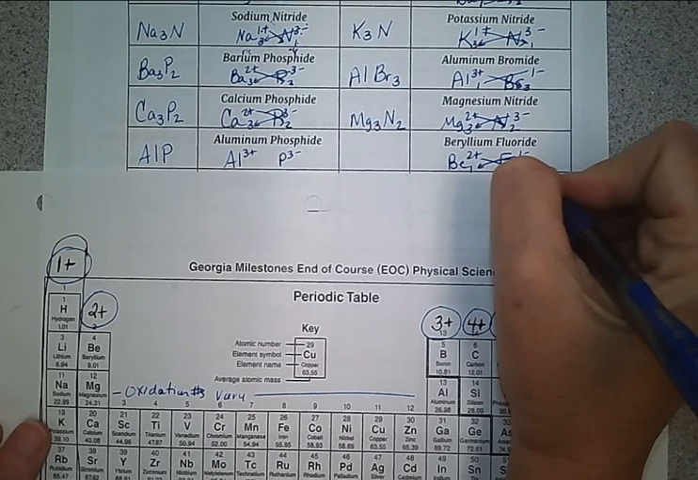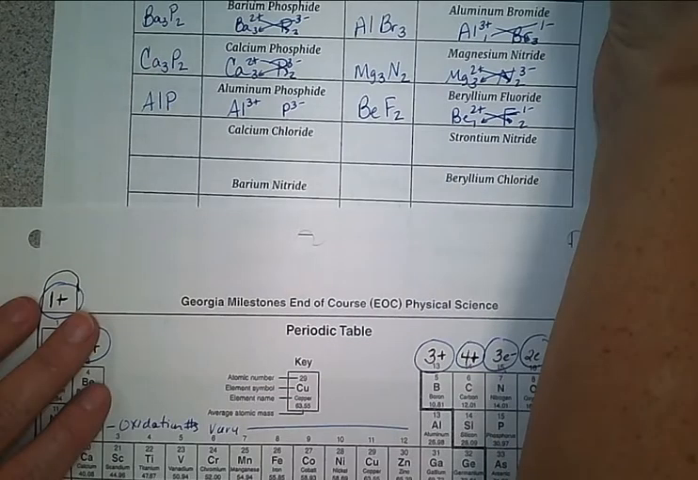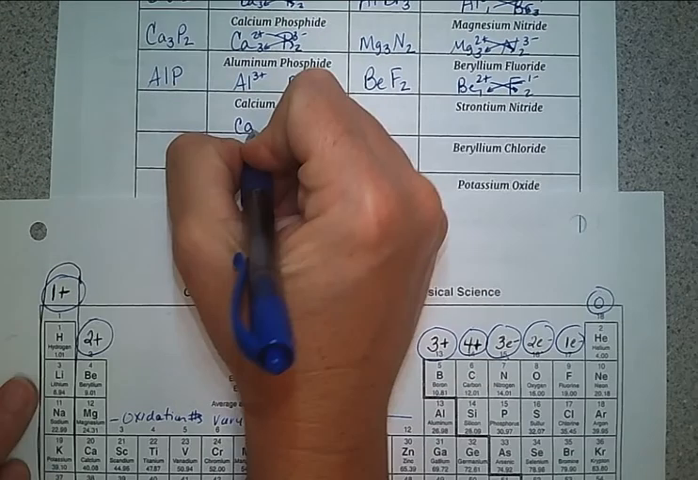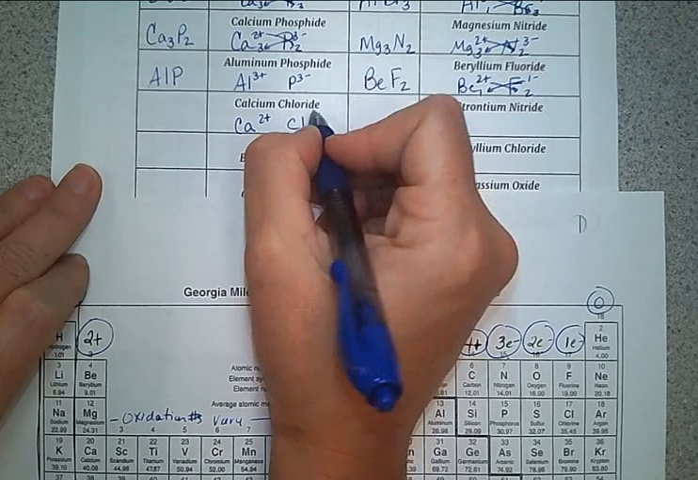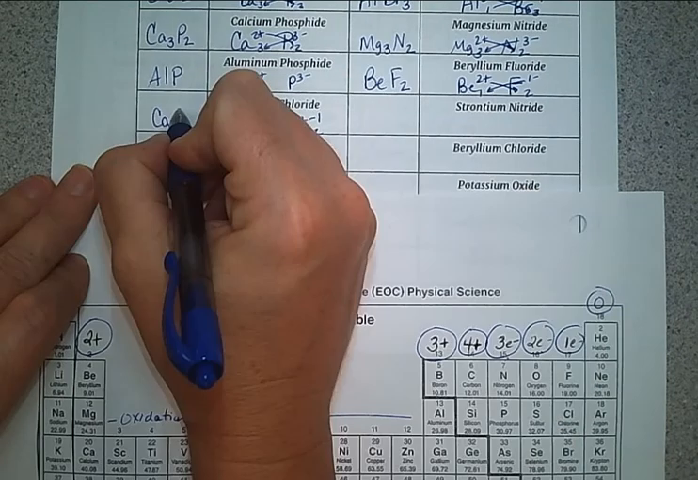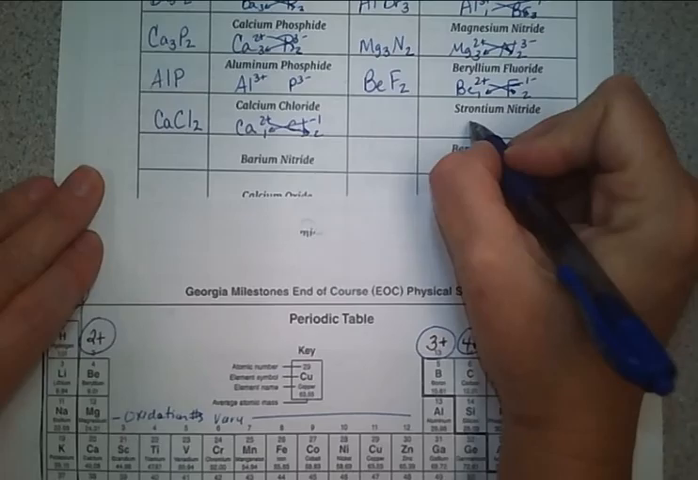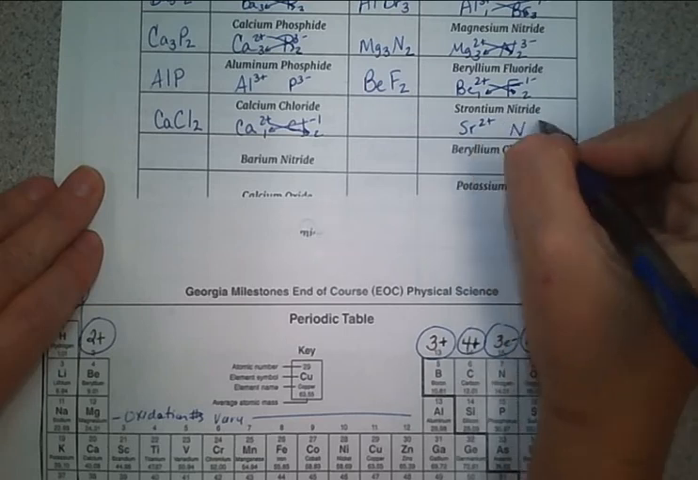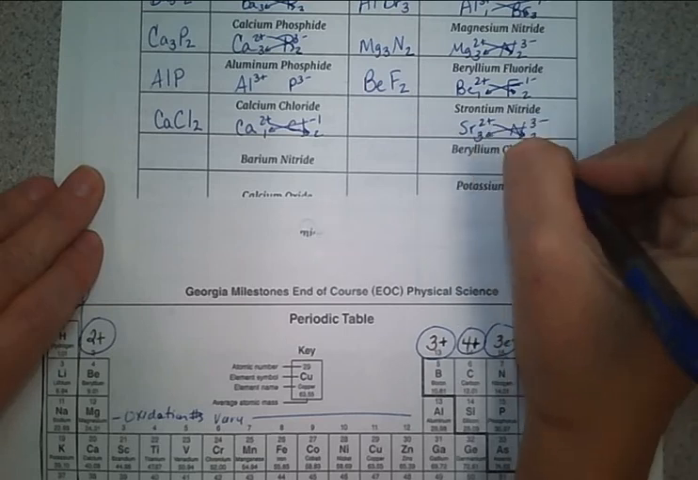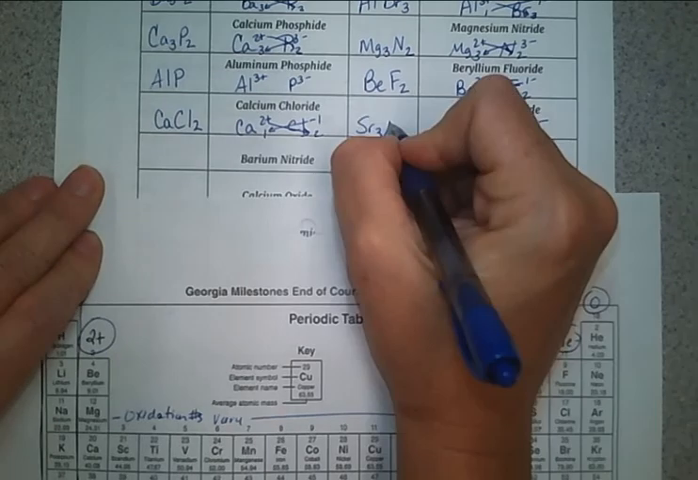Strontium is a 2+. Nitrogen is a 3-. To balance my charges, I have to put the 3 here and the 2 there. +6, -6. Strontium 3, nitrogen 2. All right, barium nitride. Barium is 2+. Nitrogen is 3-. I have to crisscross them, so I'm going to end up with Ba3N2.